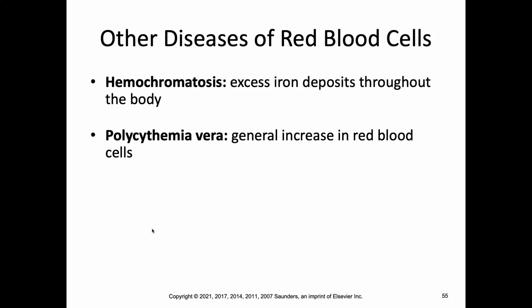Hematochromatosis is an excess of iron deposits throughout the body. All that extra iron gets deposited somewhere. And then you have polycythemia vera, and that's a general increase in red blood cells. That's where the red blood cells are just multiplying much faster than they should.